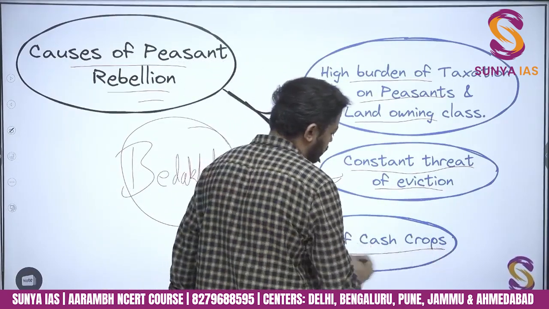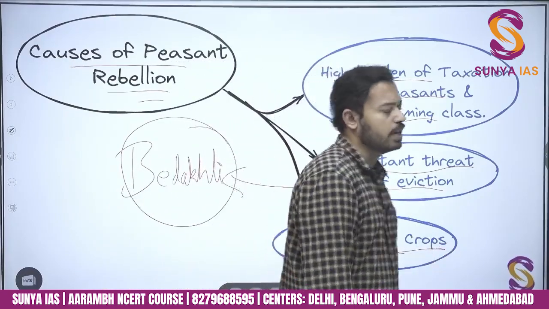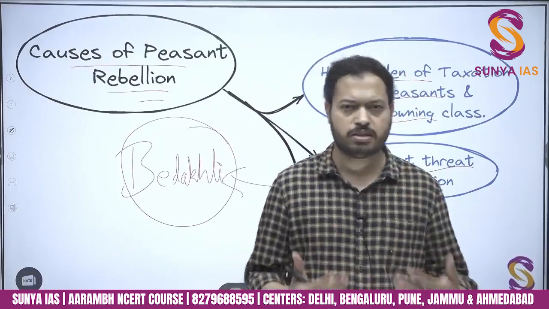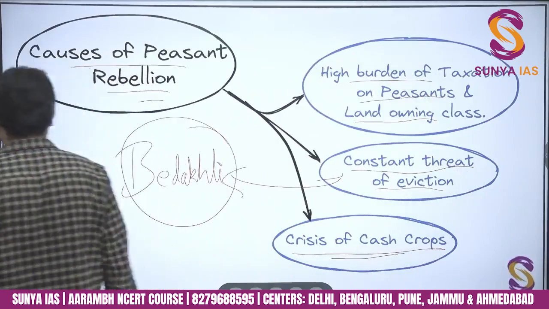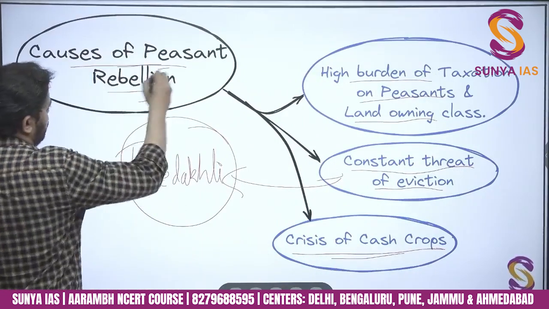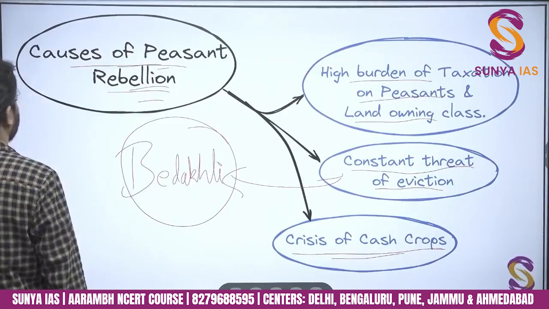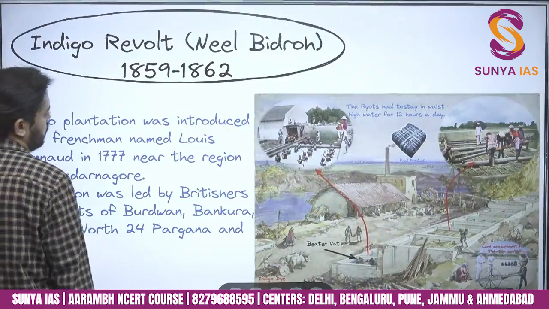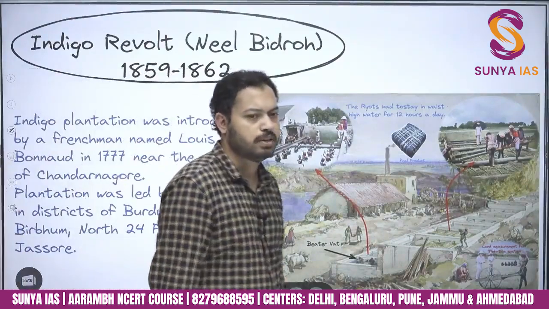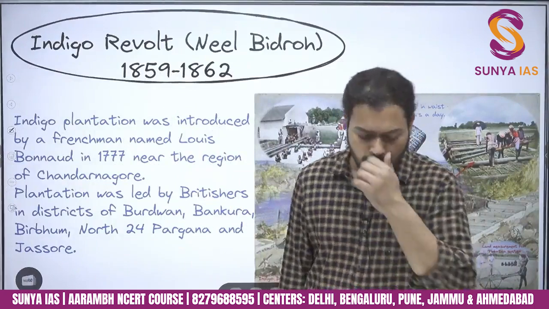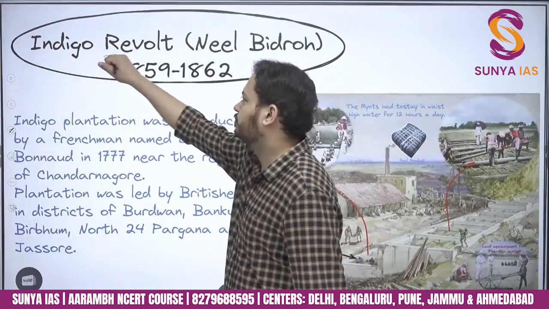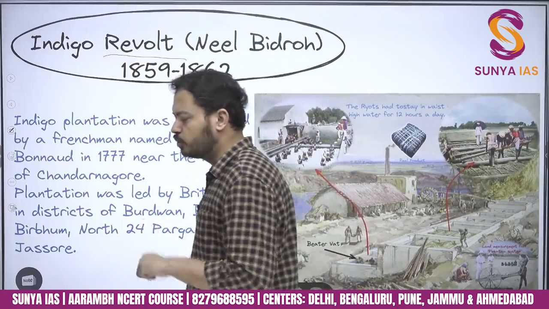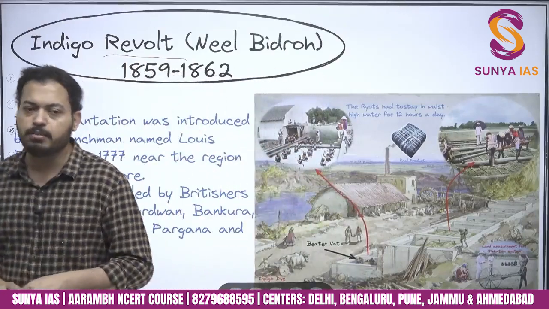Crisis of cash crops. This will also become a very important reason in the 1870s, and I'll explain how the cash crop crisis was basically about cotton. So this was the main reason for peasant rebellions, and now we'll talk about two or three important peasant rebellions and then we'll move on. One of the most important peasant rebellions is the Indigo Revolt, Neel Bidroh. What happened?